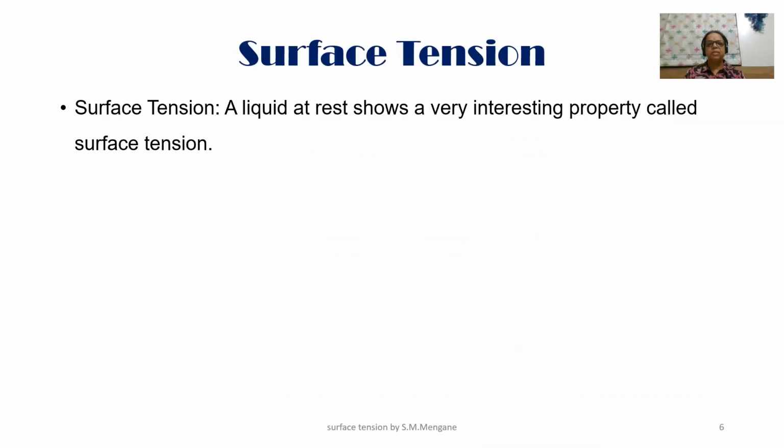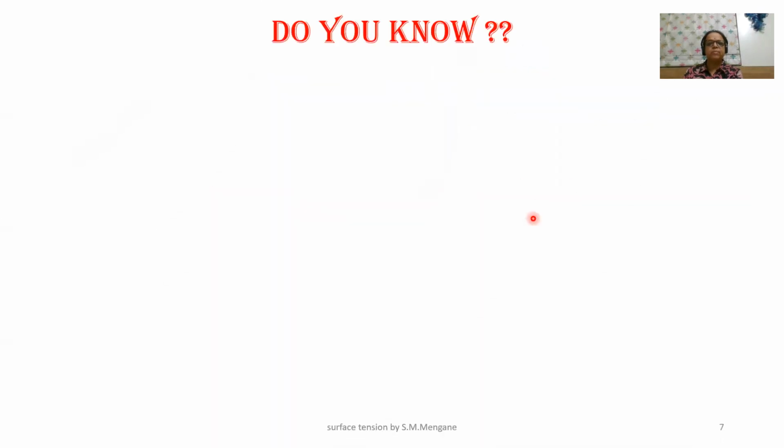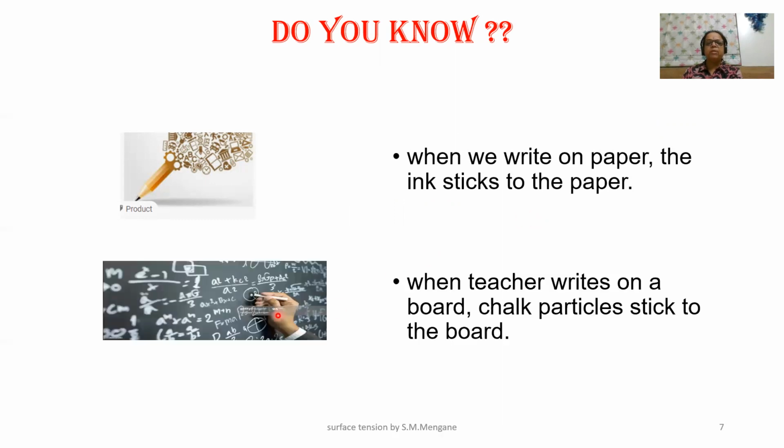Surface tension. A liquid at rest shows a very interesting property called surface tension. Surface tension is one of the important properties of liquid. Do you know when we write on paper, the ink sticks to the paper. When a teacher writes on a board, chalk particles stick to the board.